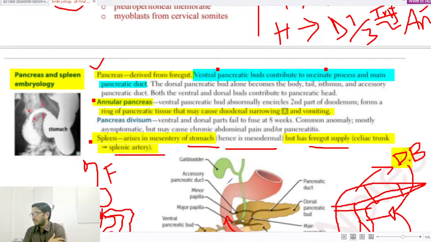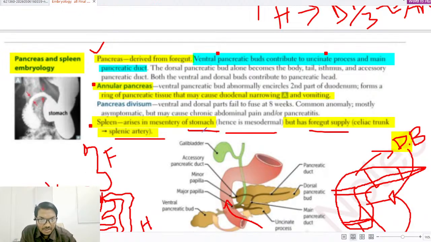While discussing the abdomen, we have gone through the pancreas and its development in detail. Just remember, the pancreas develops from the foregut. You remember foregut, midgut, hindgut. Foregut extends from where to where, midgut from where to where. So the pancreas comes with the upper or the first one. It develops from the foregut, and the ventral pancreatic bud contributes the uncinate process and main pancreatic duct.